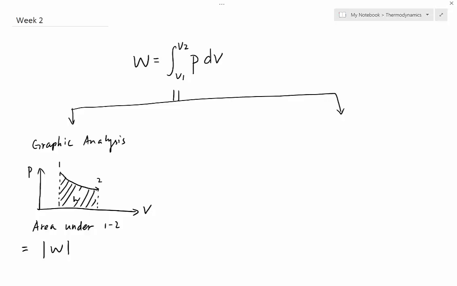The downside of this analysis method is we cannot really calculate the value of work, because how do you calculate the area under 1 to 2? It's irregular. It's really impossible for us to calculate. So that's why we have another method, analytical analysis.